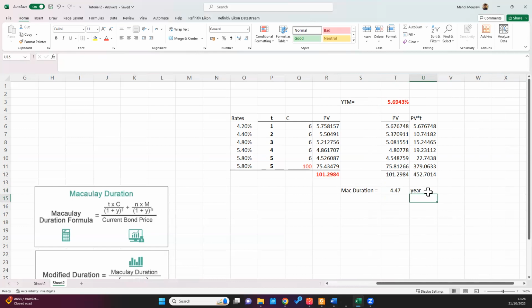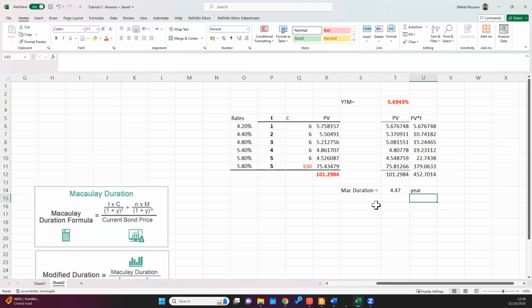So what this number tells us, we are going to interpret it in that way. It would take 4.47 years for the initial investment in the bond to be recovered. Remember, maturity of this bond is 5 years, but it takes 4.47 years for the initial investment in the bond, which is 101, to be recovered. That's the meaning of Macaulay duration.